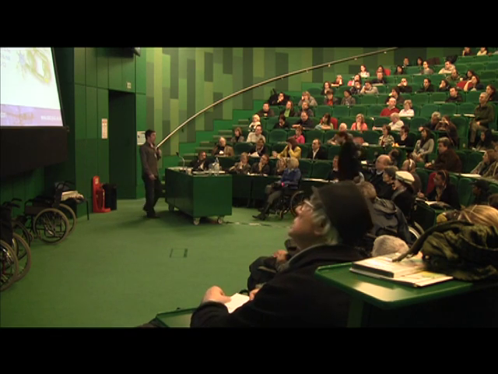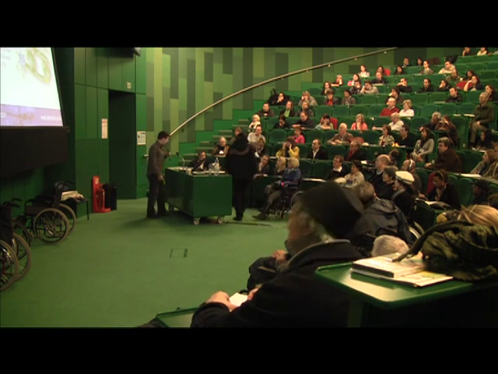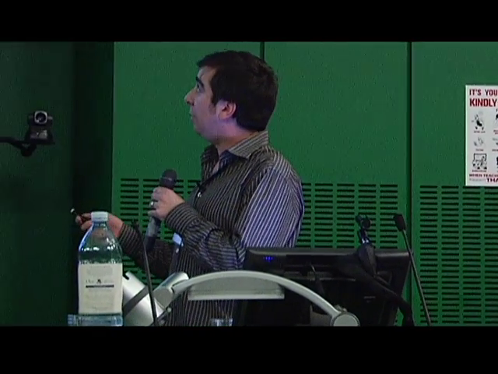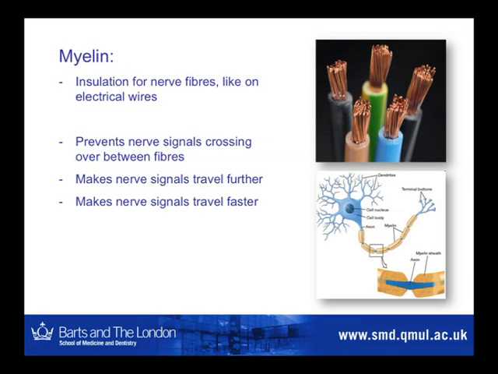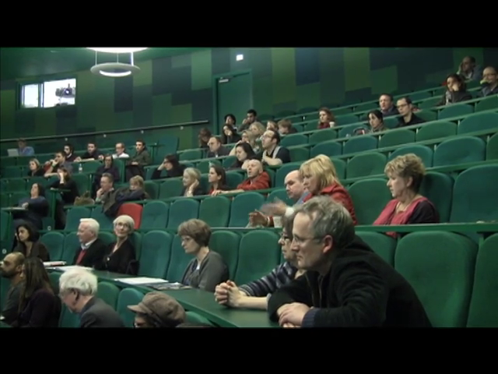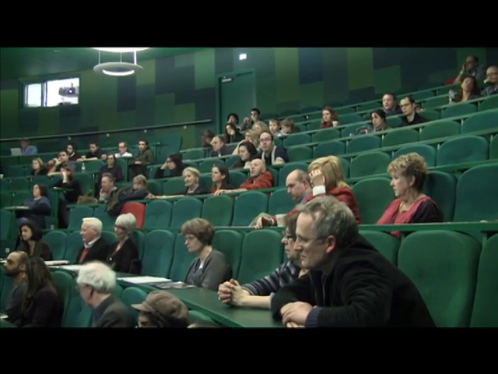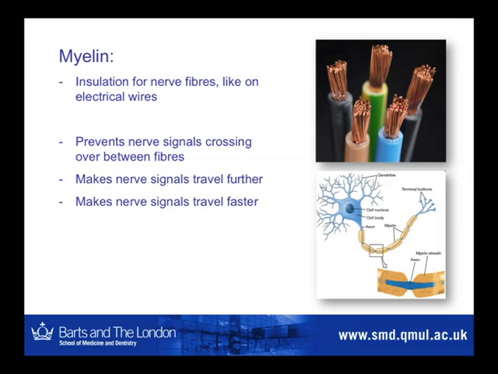Well, to explain what remyelination is, I first have to explain what myelin is. You've heard about myelin. I'm sure all of you have an idea what it is. Very simply, it is like the insulation around an electrical wire, as we can see in this picture here. It enables the signals that travel down the nerves or the electrical wires to travel further, to travel faster, and it also prevents crossover of signals between the wires. So it prevents the signal becoming confused.